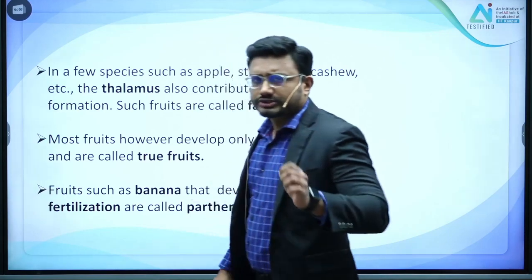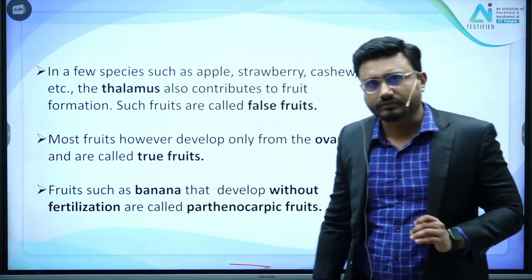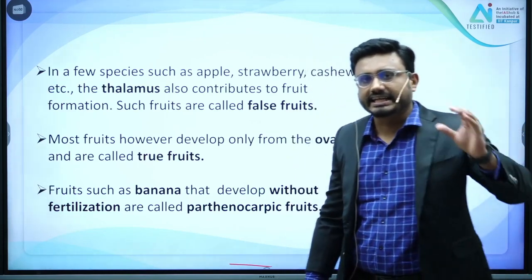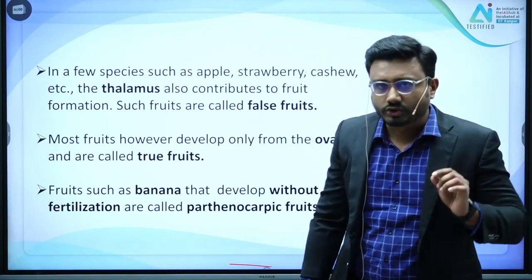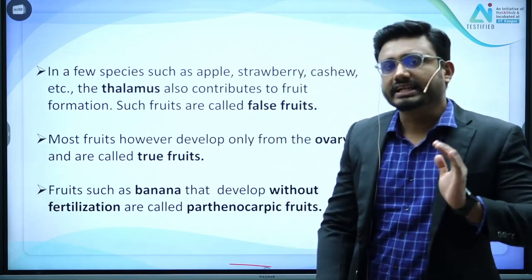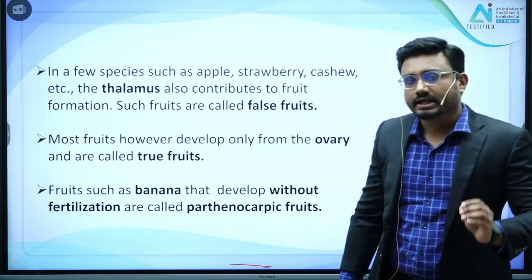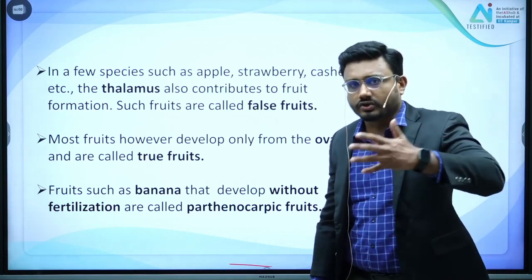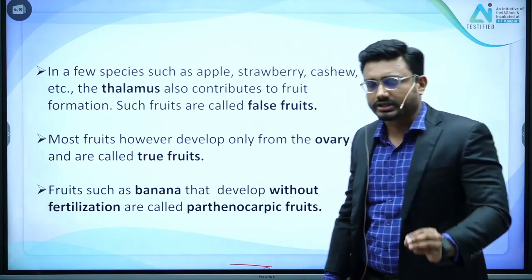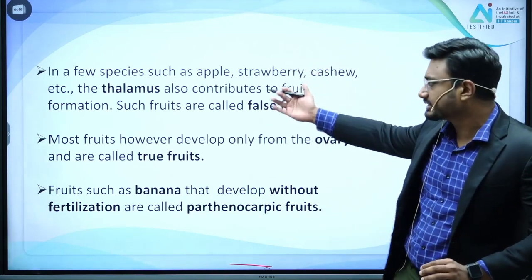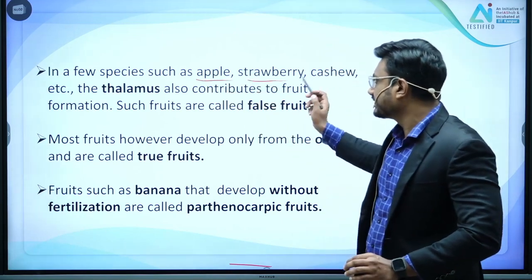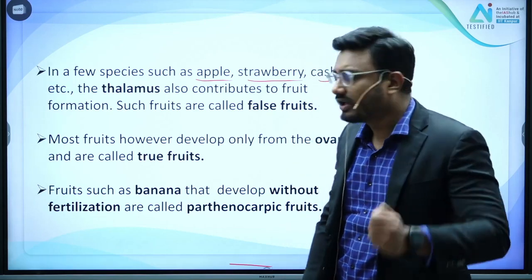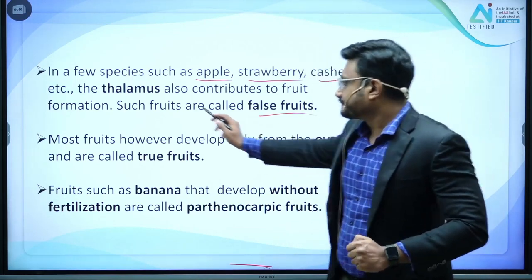Now let's go through some important points. First of all, let us understand what is meant by a true fruit. The fruit that develops from the ovary itself is known as a true fruit. But when the thalamus also takes part in the development of the fruit along with the ovary, it is known as a false fruit. Examples of false fruit are apple, strawberry and cashew, in which the thalamus also takes part in the formation of the fruit.